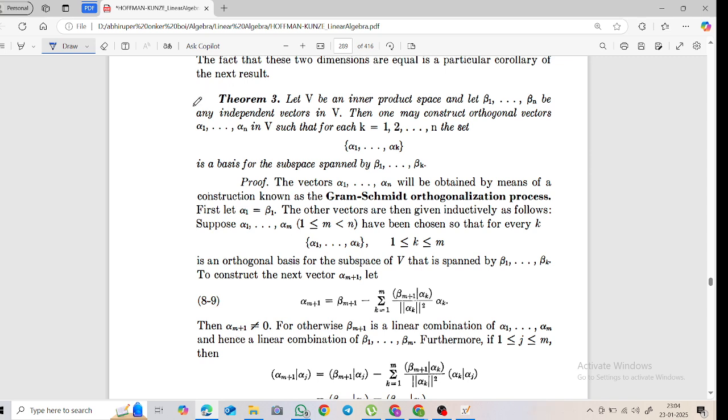Okay, just look at this theorem, look at the statement. Don't see anything else, just look at the statement. This is called the Gram-Schmidt orthogonalization process. We are not going into the details. I will tell you the idea. Just look at the statement, please. You have 1 minute, look at the statement.